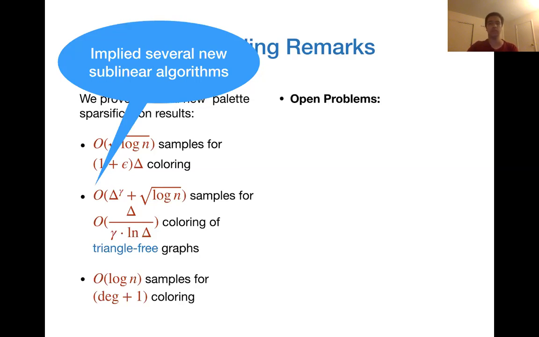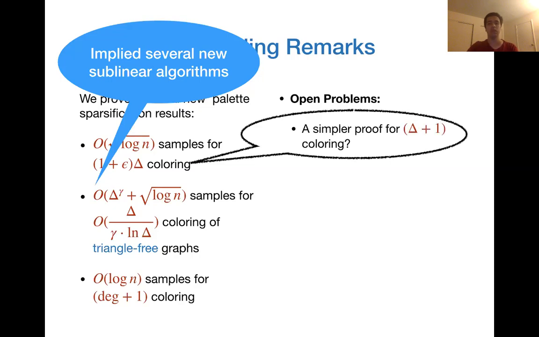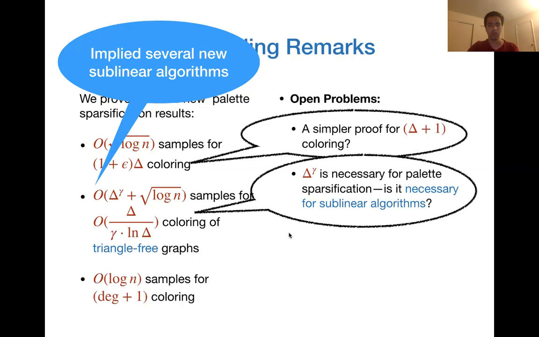There are some nice, interesting open questions left here. One is, can we use these techniques of list coloring perhaps in a different way and get a simpler proof for delta+1 coloring? The other one is that we prove that in the context of palette sparsification, this delta to the gamma term is necessary, and it translated into our sublinear algorithms, but we don't know in the case of sublinear algorithms whether these types of terms are necessary, or there is a better way, perhaps using entirely different techniques, to get those results without such dependence.